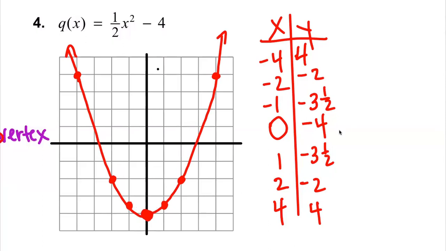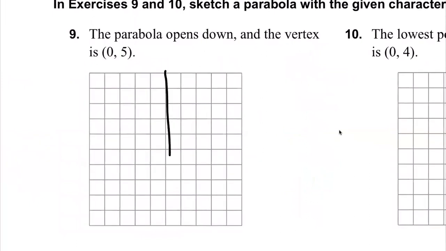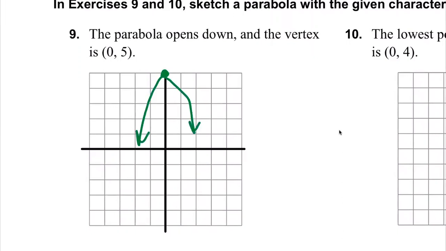All right, so now I want to go to the next page. I want to look at number 9. I want a parabola that opens down with a vertex at 0, 5. So let's plot 1, 2, 3, 4, all the way up here. So here is my vertex of 0, 5, and I know I want this parabola to open down. Well, what would be our equation?